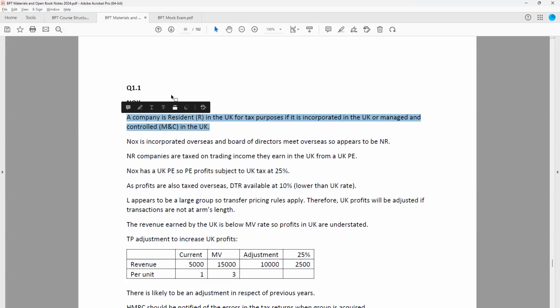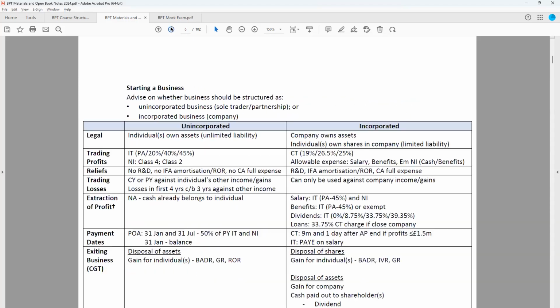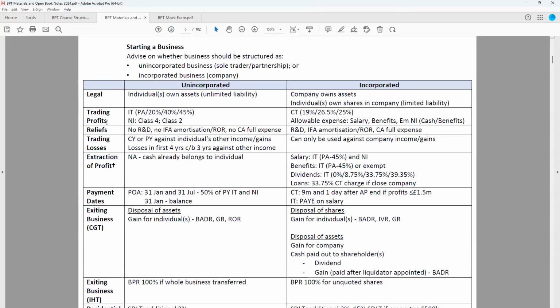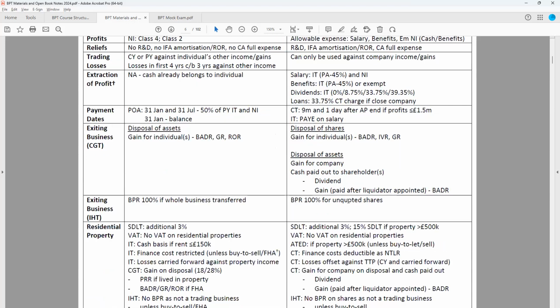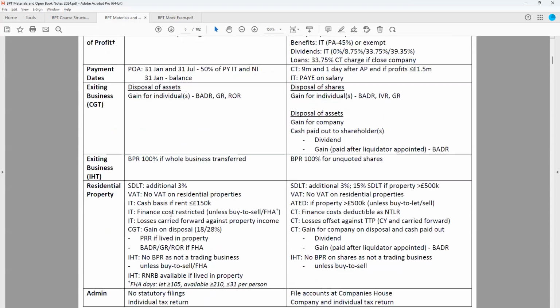So having a good set of notes will really help you here, because you can have little reminders that if you're looking at starting a business, for example, the main issues are going to be income tax or corporation tax, and then tax on the extraction of the profits. But then there'll also be VAT and stamp duty considerations as well.